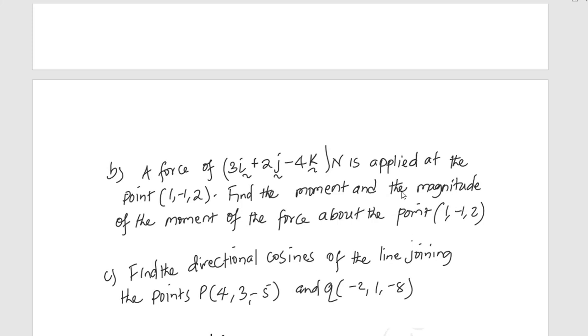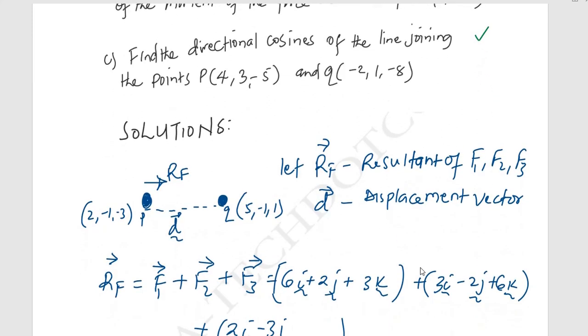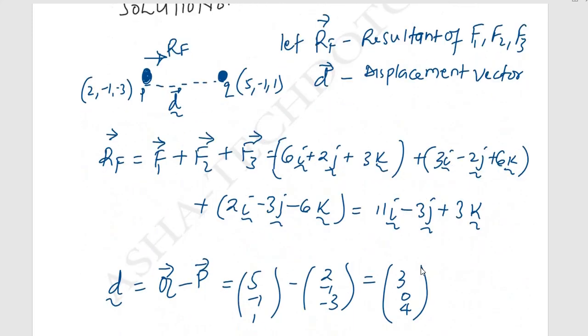Then part C of this question says find the direction cosines of the line joining the points P (4, 3, -5) and Q (-2, 1, -8). So let us look at the solution of these problems.